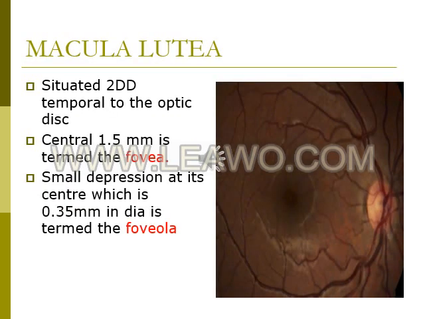The macula lutea is situated 2 disc diameters temporal to the optic disc. The central 1.5 mm is termed the fovea. A small depression in its center, which is 0.35 mm in diameter, is termed the foveola.